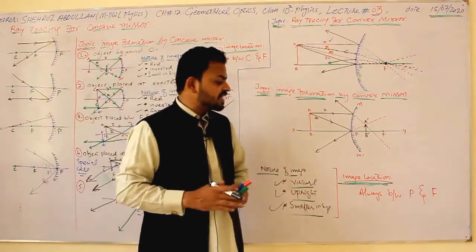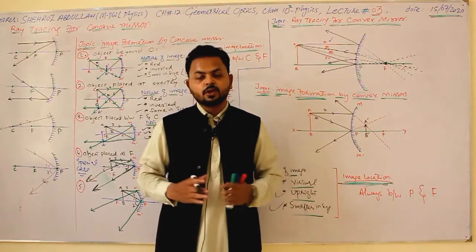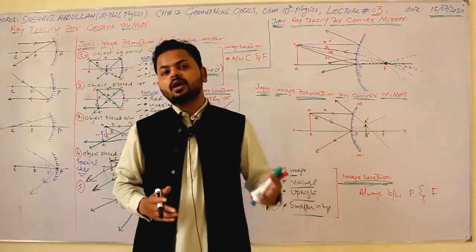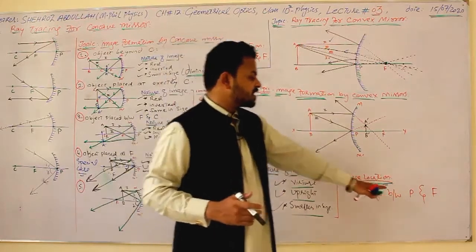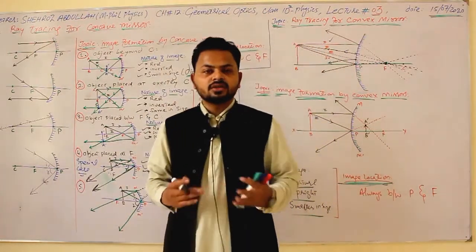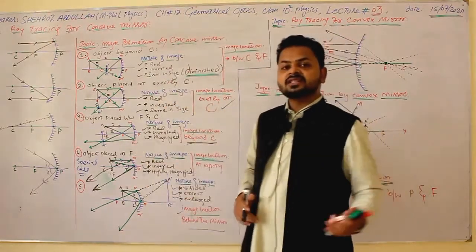So we can say that wherever we place an object from a convex mirror, the image formed will always be between principal focus F and pole P. Now let me summarize today's work.